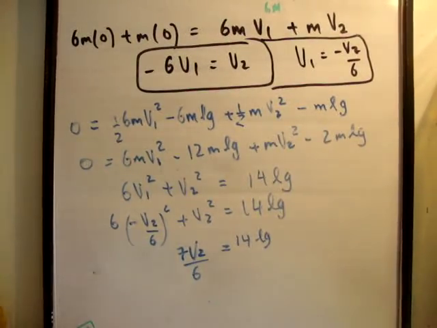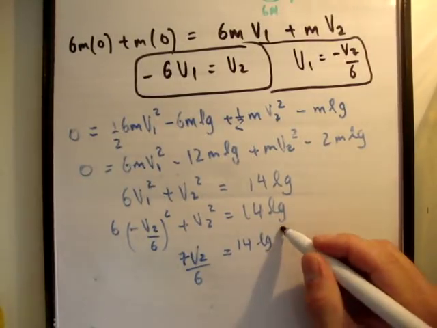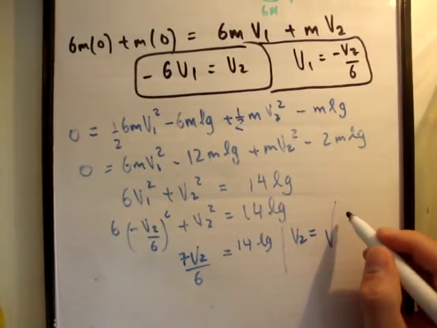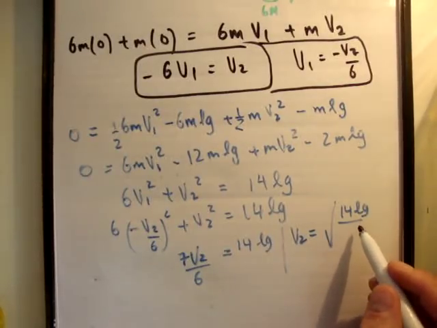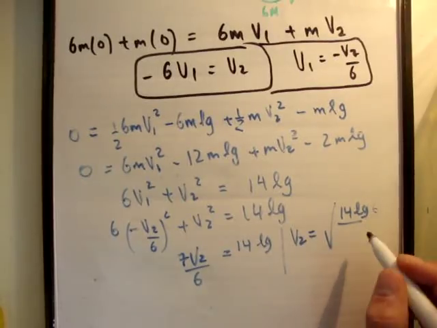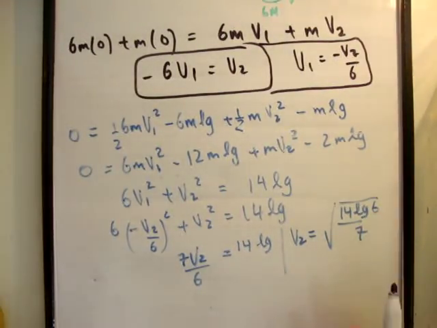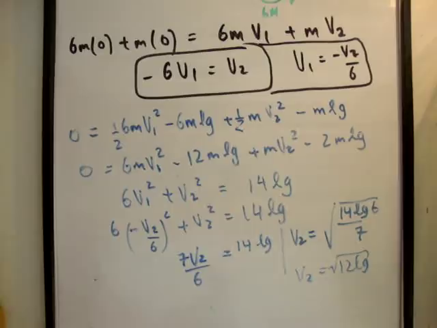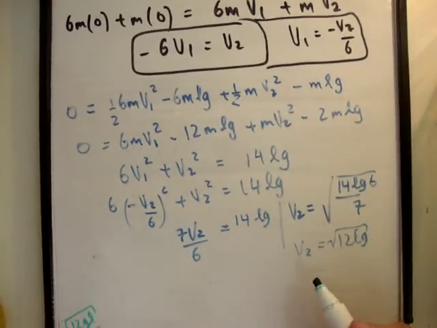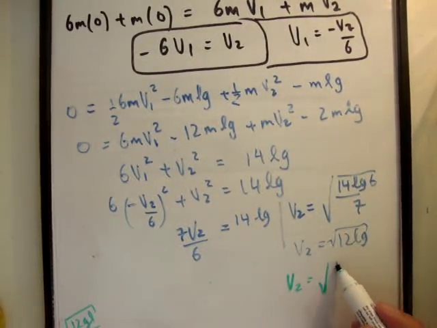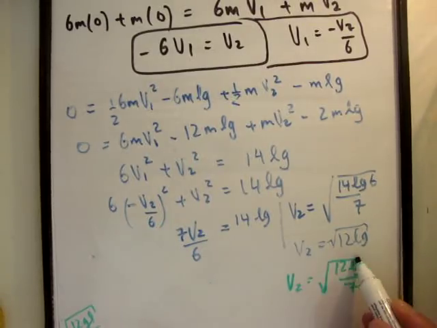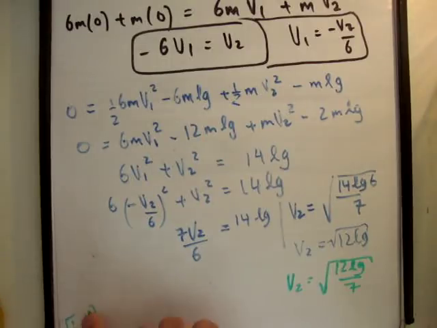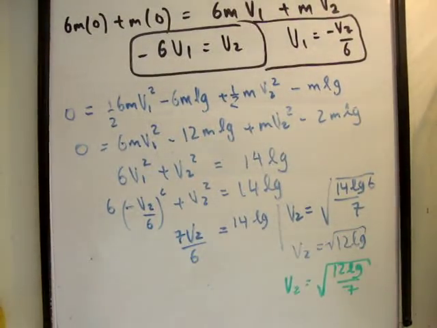As a result, we find that v2 is equal to the square root of 14lg times 6 over 7, and that just turns out to be the square root of 12lg. Now, however, the answer we're supposed to get is that v2 is equal to the square root of 12lg over 7. So you can see they look kind of similar, so I can't really find out where I've made my mistake, but then again I'm not saying I didn't.